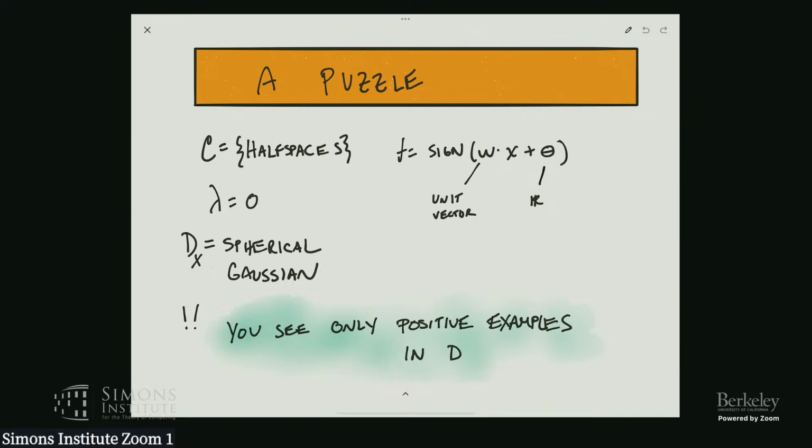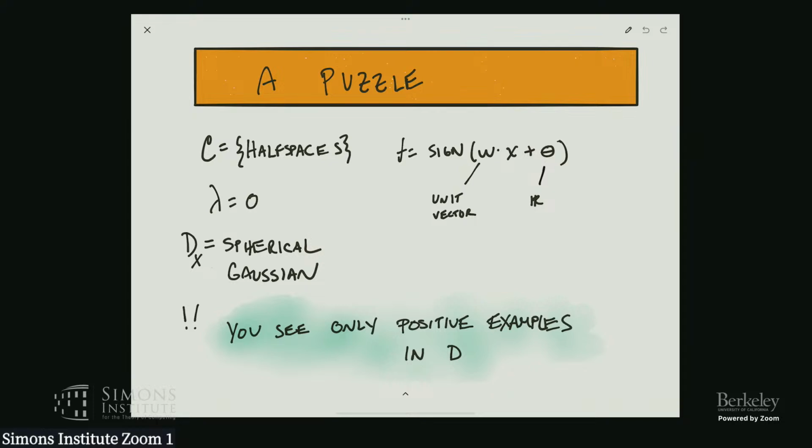And I'm even going to tell you that the training marginal, D of X, is a spherical Gaussian, the simplest possible scenario. And I want to do some TDS learning here with respect to this class. And I think the interesting case is, imagine the following happens. You get your training examples and every single label is positive.